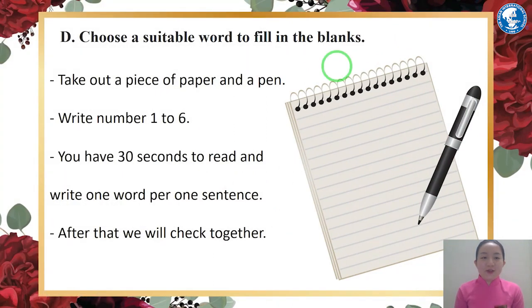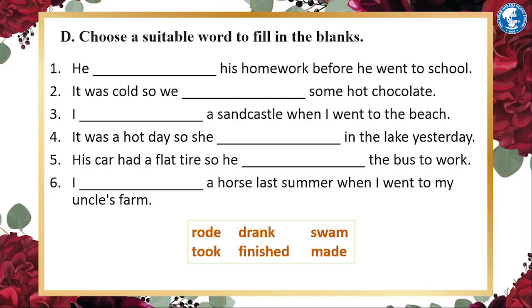D. Choose a suitable word to fill in the blanks. Now in this exercise, you have to take out a piece of paper and a pen. After that, write number 1 to 6. You have 30 seconds to read and write one word per sentence. After that, we will check together. Please have a look at these sentences. Are you ready? Let's start this exercise.